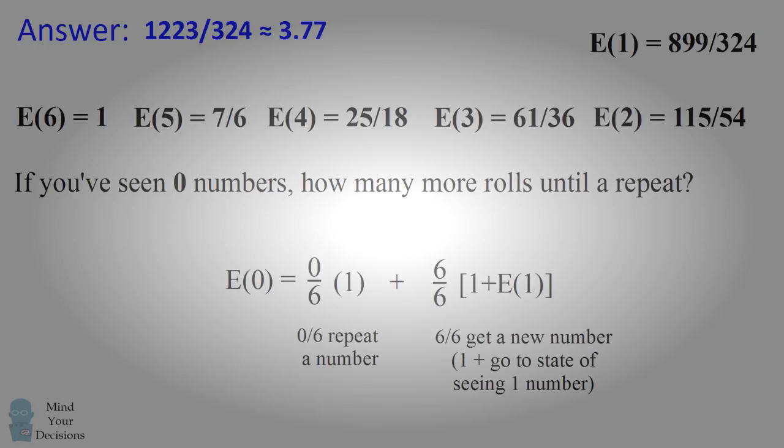And finally, we go back to the beginning. If you've seen 0 numbers at the very start, how many rolls are needed until you see a repeat? And that's our answer. 1223/324, which is about 3.77. So it takes nearly 4 rolls for a die to see a duplicate number.